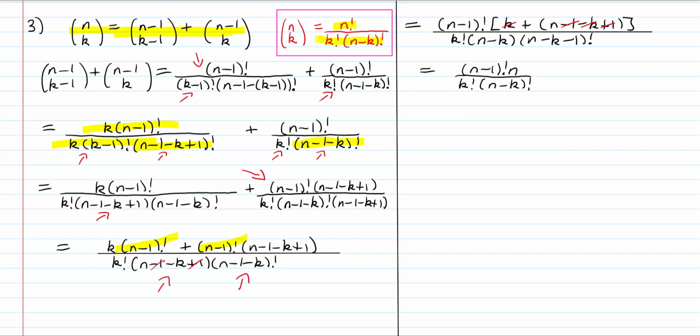Now in our numerator, we've got (n-1)! times n, so that is just equal to n!. So we're going to get n! in our numerator, and then we've got k! times (n-k)!. This expression here is just our definition of n choose k. So this is equal to n choose k, as required. So that completes our proof of Pascal's rule, and that finishes off question 3.